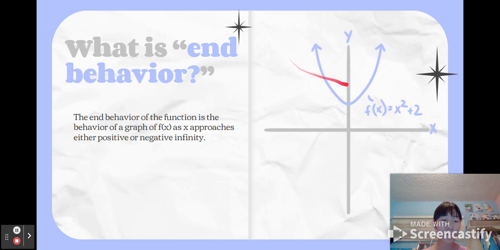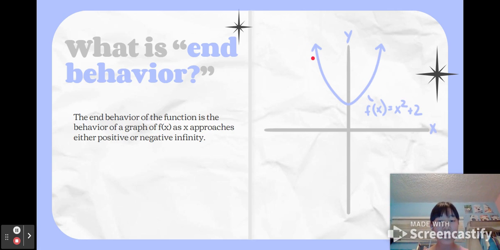This example right here is just to expose you to the type of material we'll be learning during this lesson. What's important is to notice the polynomial equation f of x equals x squared plus 2. We need to notice that the leading coefficient is 1 and that the exponent is an even number, 2. And we'll know why that's important later on in this lesson.